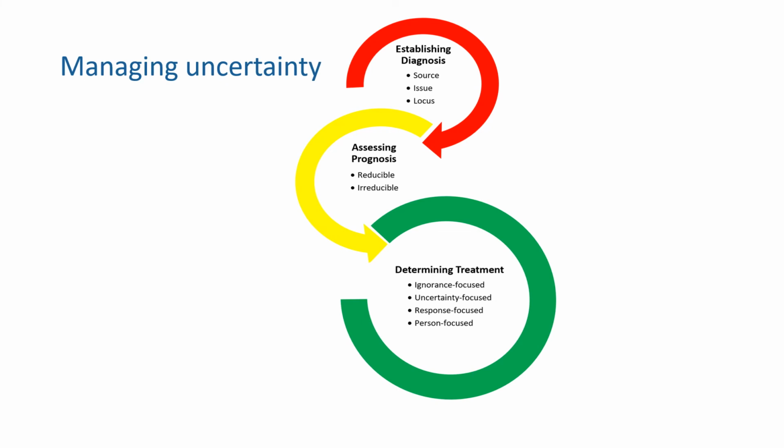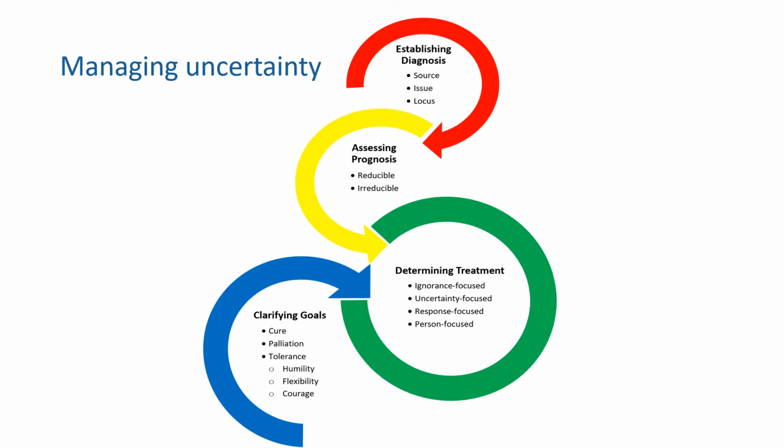Determining treatment involves clarifying which particular regulatory strategies, ignorance, uncertainty, response, or relationship focused, ought to be enacted in a given situation. Clarifying goals involves specifying the ultimate aims of managing uncertainty. Potential aims consist of cure or palliation, as we've discussed, but they also consist of the ultimate aim of uncertainty tolerance in a normative sense, which I'll discuss further.